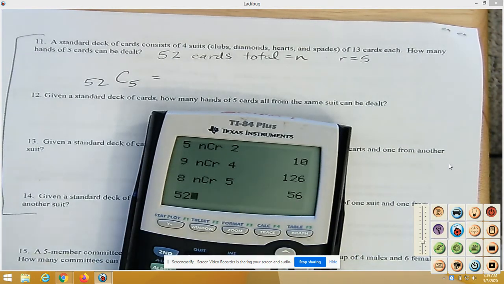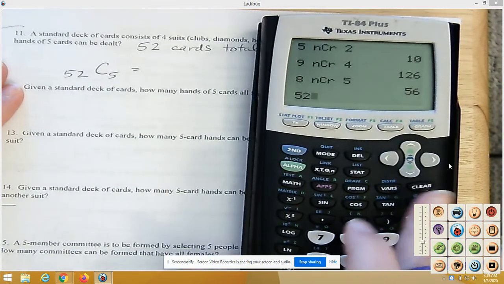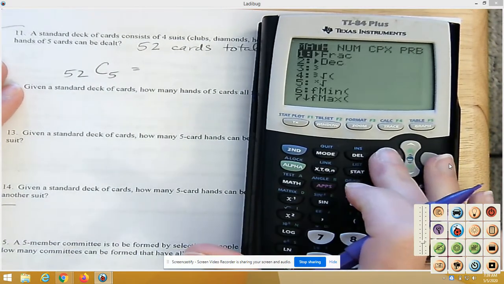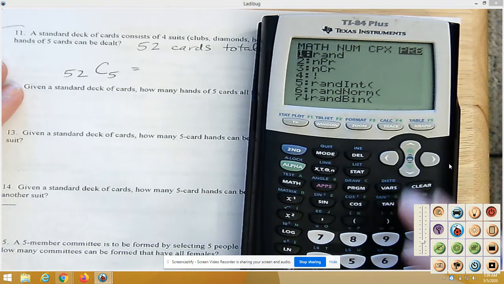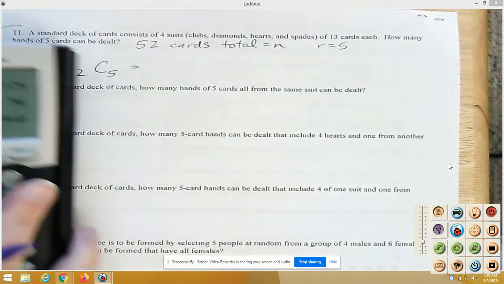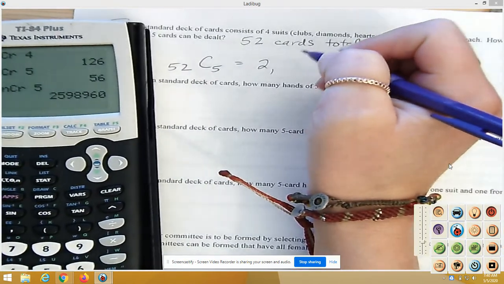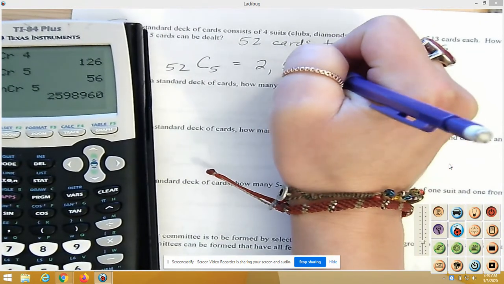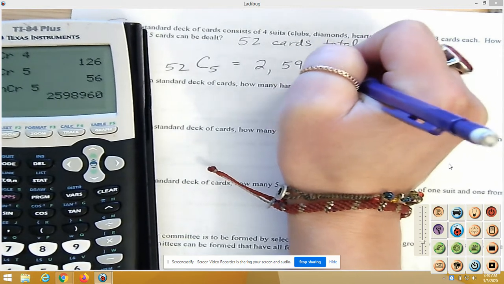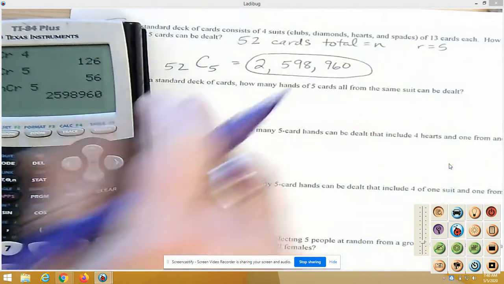They like these card questions. And I'm going to go back and forth between the notations so you're comfortable with both. So 52, going to probability, choose 5. And I get this huge number, 2,598,960. It's a really big number.